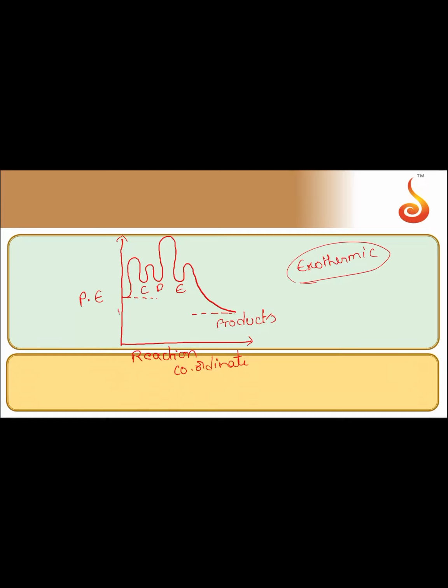Now A plus B gives rise to C is a fast step. Even C gives rise to D is also a fast step. But D gives rise to E is a slow step and E gives rise to products is a fast step.